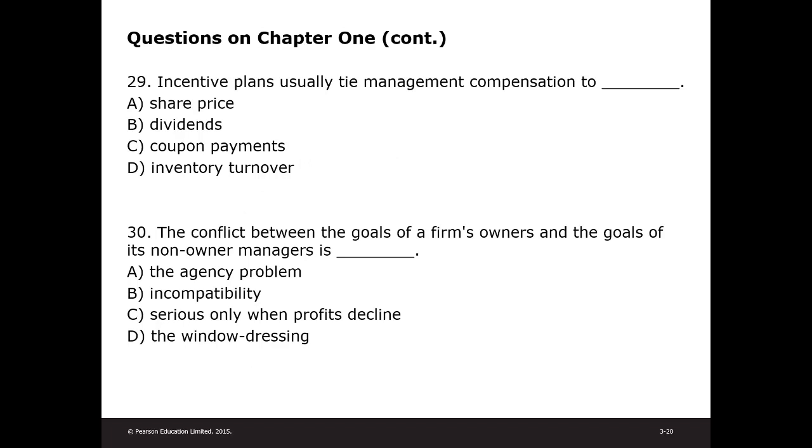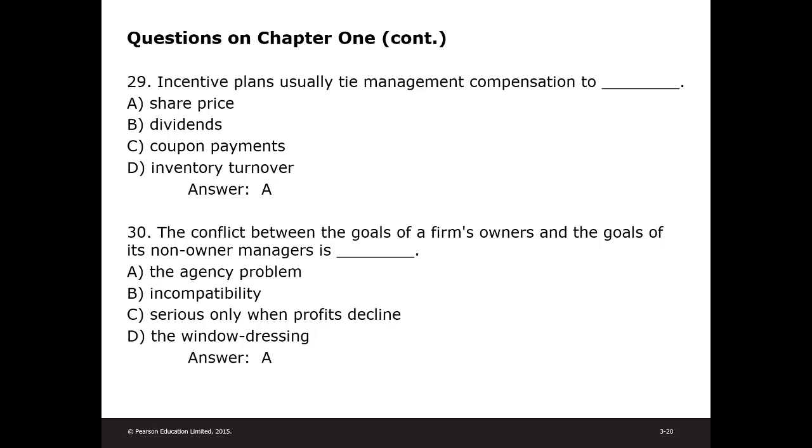Incentive plans usually tie management compensation to share price, dividends, coupon payments, and inventory turnover. Of course, it will be A. The answer is share price. The conflict between the goals of a firm's owners and the goals of the non-owner manager is the agency problem, as we said before. So the answer will be A.